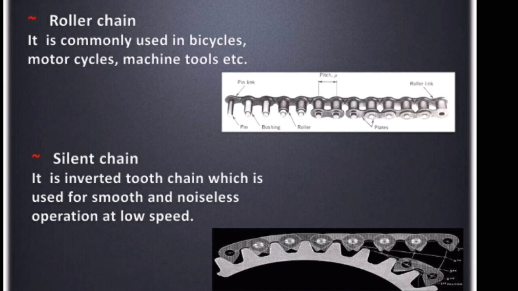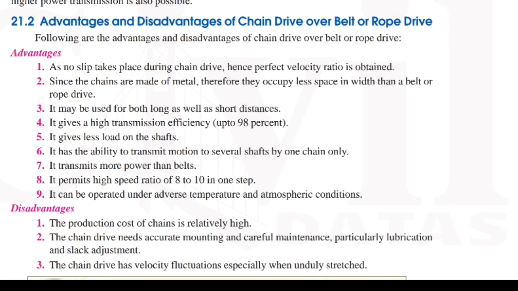And next we are going to discuss the advantages and disadvantages of chain drives over belt drives. The advantages of chain drives are, first, as no slip takes place in chain drives, a perfect velocity ratio is obtained. We already discussed that chain drives are positive drives because there is no slip. That's why they generate a positive velocity ratio.